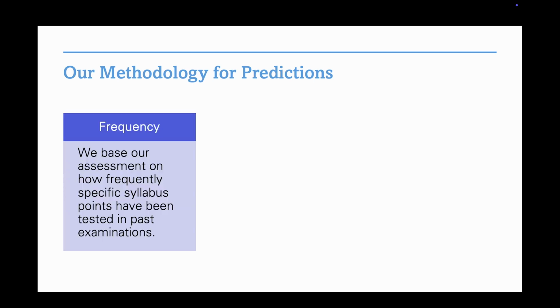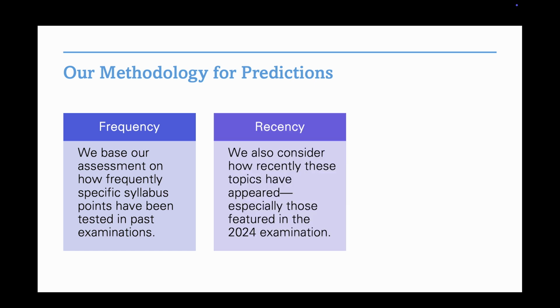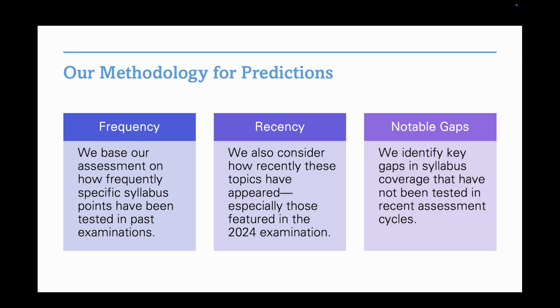Now let's break down how we actually make these predictions. Here's how it works. First, we look at frequency. We look at how often certain syllabus points have come up in the past. If something's been tested a lot, it might be less likely to appear again, or it could be a recurring favourite. Then we look at recency. We also check how recently a topic appeared. If it came up just last year, it's less likely to show up again immediately. Finally, we look at notable gaps. We scan for gaps in key parts of the syllabus that haven't been tested in a while. All three help us build smart evidence-based predictions.